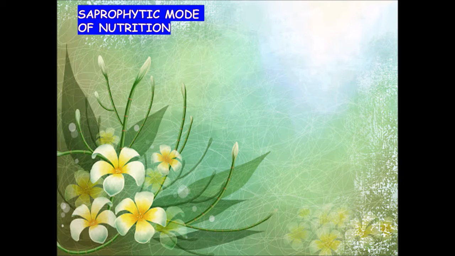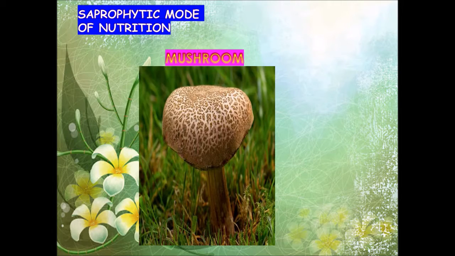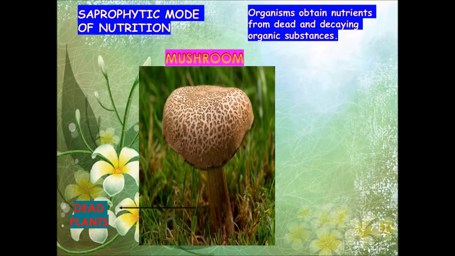Let's discuss the saprophytic mode of nutrition. For example, we have mushrooms. Mushroom secretes digestive juices on dead plants and animals and then converts these nutrients into simpler substances and then absorbs from the solution. This means that mushrooms cannot directly absorb nutrients. So they have to break them into simpler substances and then absorb from the solution.